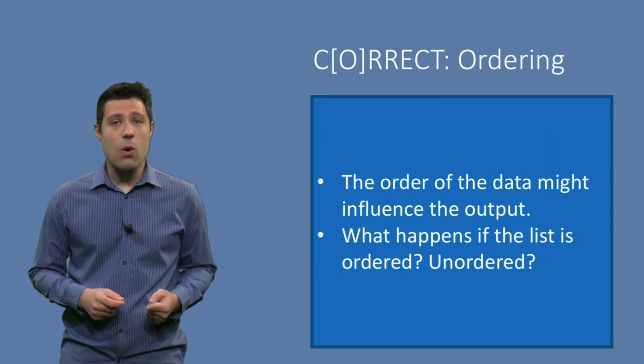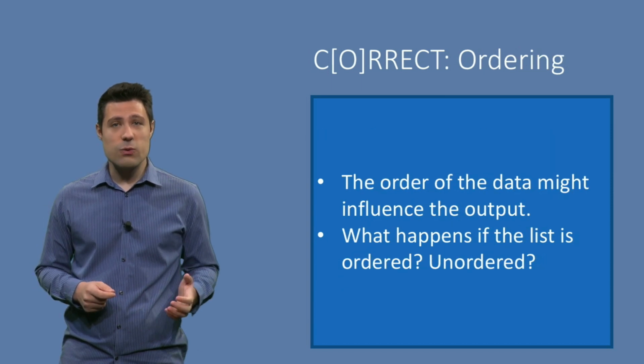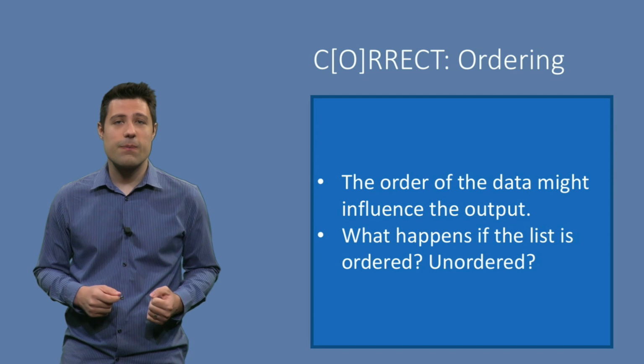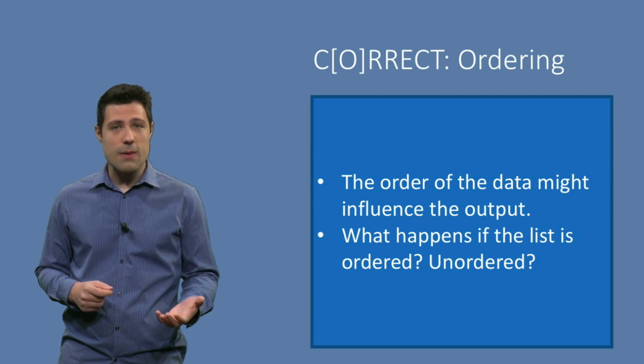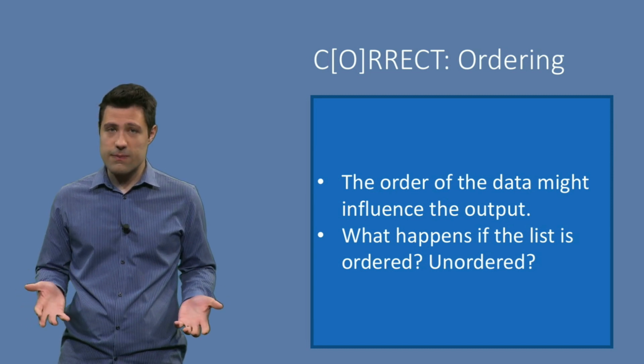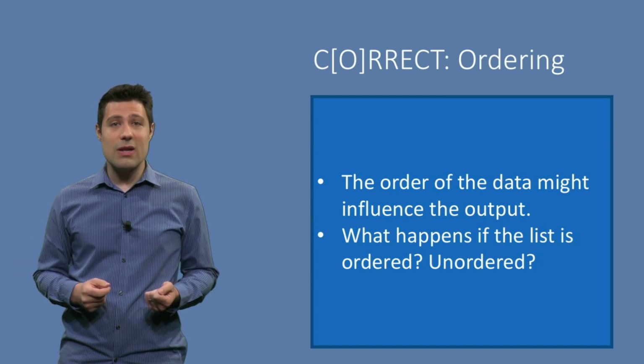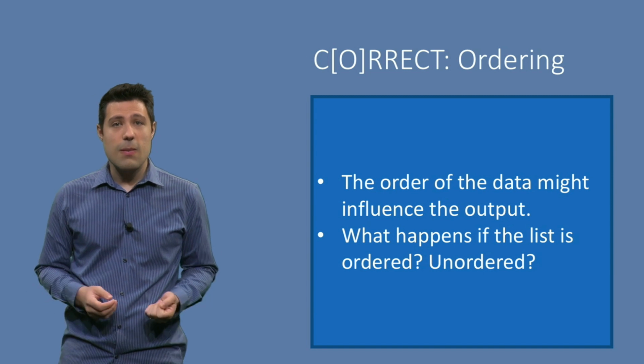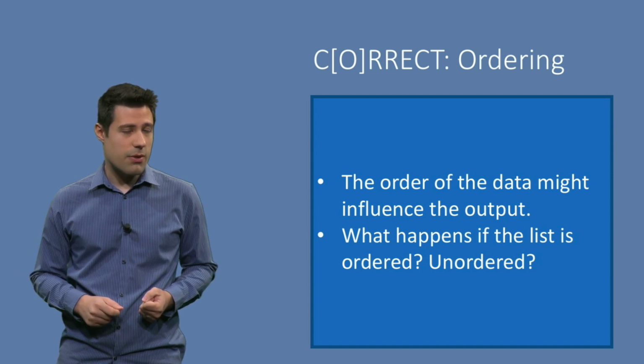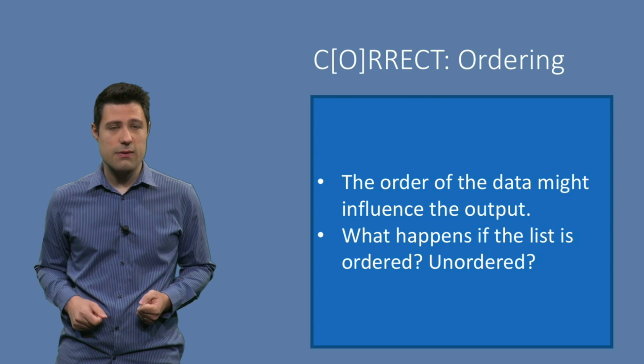Then O is for ordering. The order of data that you receive might influence the output. For example, let's suppose you have a program and this program receives a list. What happens if this list is already ordered or if the list is unordered? Maybe this should not influence the results of your algorithm. This means test for it.